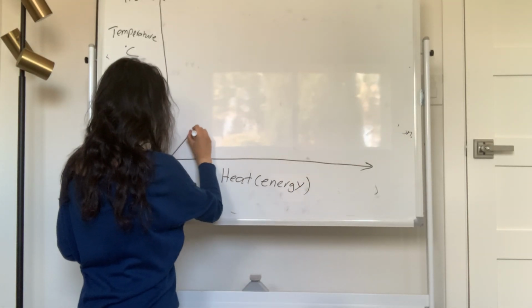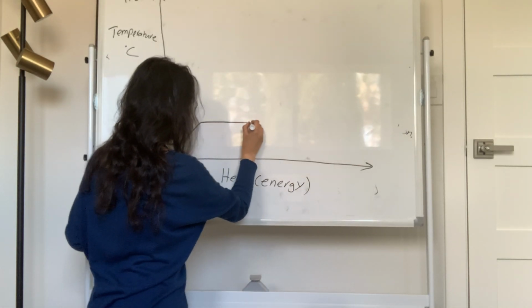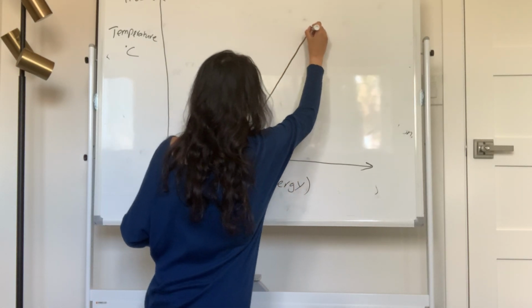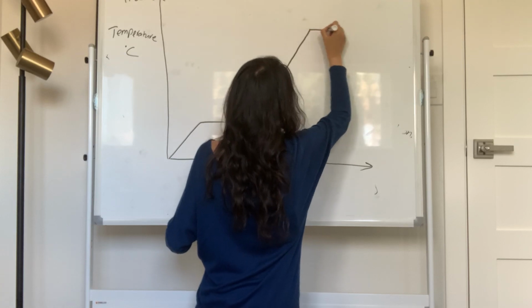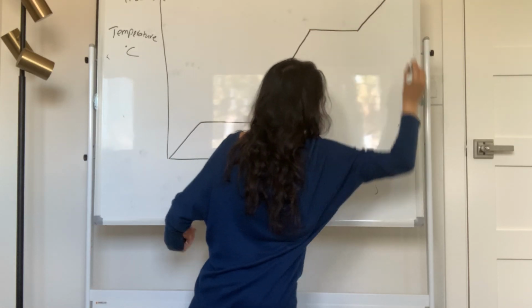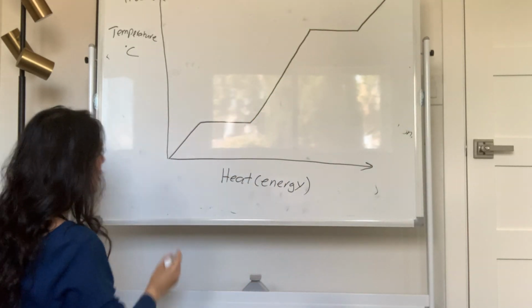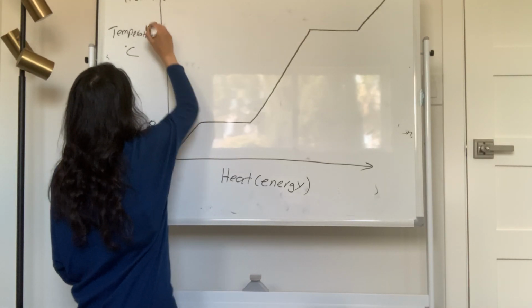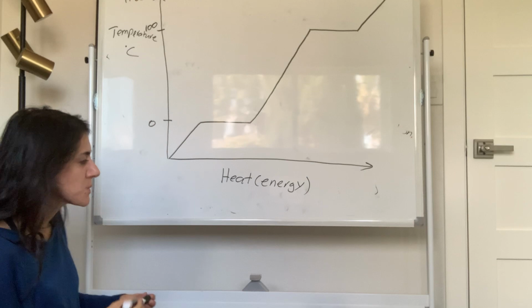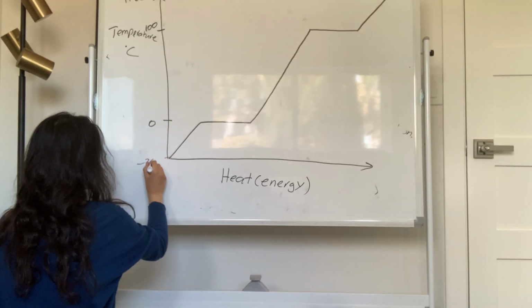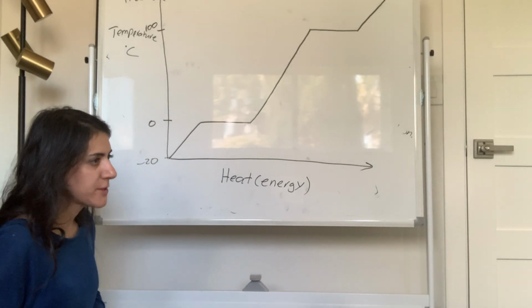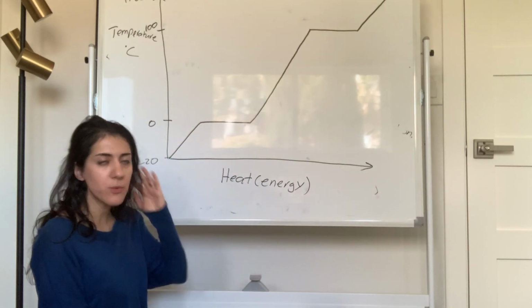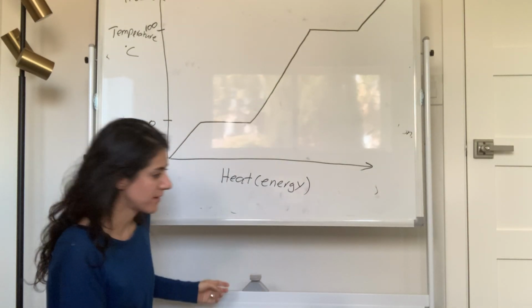All right, let's see. All right, so copy this down. This is 0, this is 100. And let's say this is minus 20. So we're gonna go over this chart, and you're gonna know this chart pretty well. Let's go over this chart together.